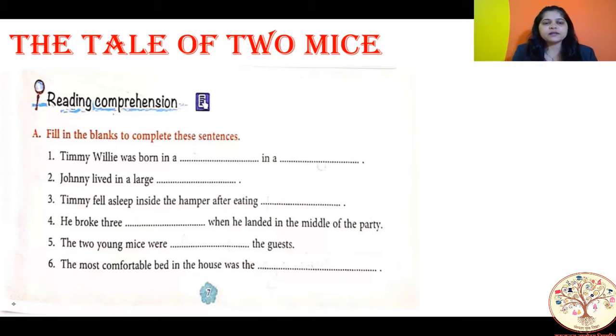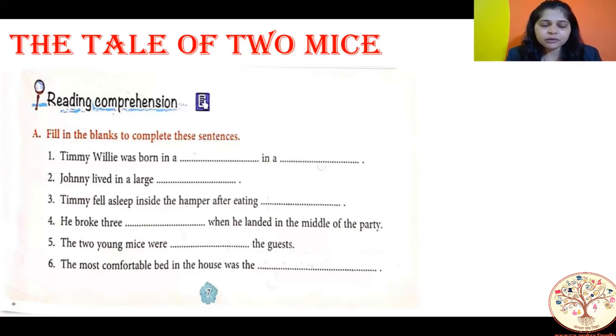Timmy fell asleep inside the hamper after eating green peas. Okay, after munching all the yummy delicious green peas. He broke three glasses when he landed in the middle of the party. Okay? The two young mice were serving the guests. The two young mice means Timmy Willie and Johnny Town Mouse. They were serving the guests.